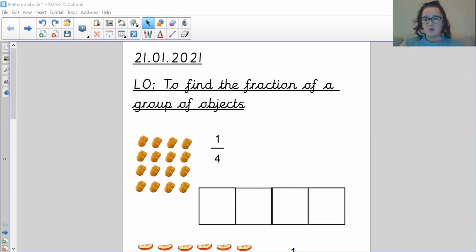The other day we started looking at fractions of numbers, but today we are going to be looking at fractions of a group of objects as well.